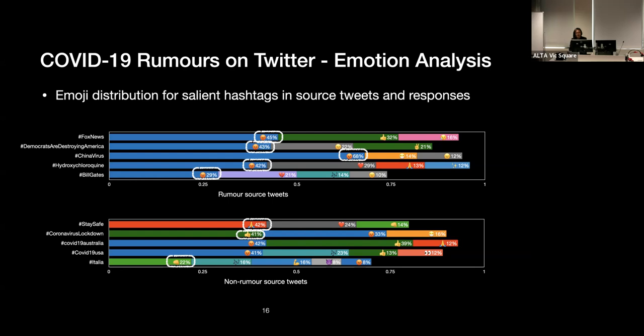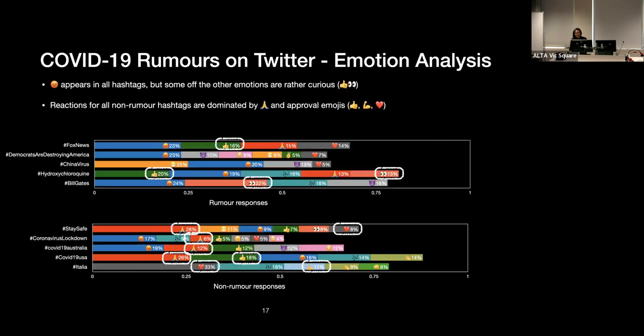And for the non-rumors source tweet, we can see some positive emojis. We got pray, thumbs up, fighting. And if we look at the responses towards rumors and non-rumors, we see the red angry face in all hashtags. But for the non-rumors hashtags, we got pray pretty dominant, and also some approval emojis like thumbs up and red love heart.